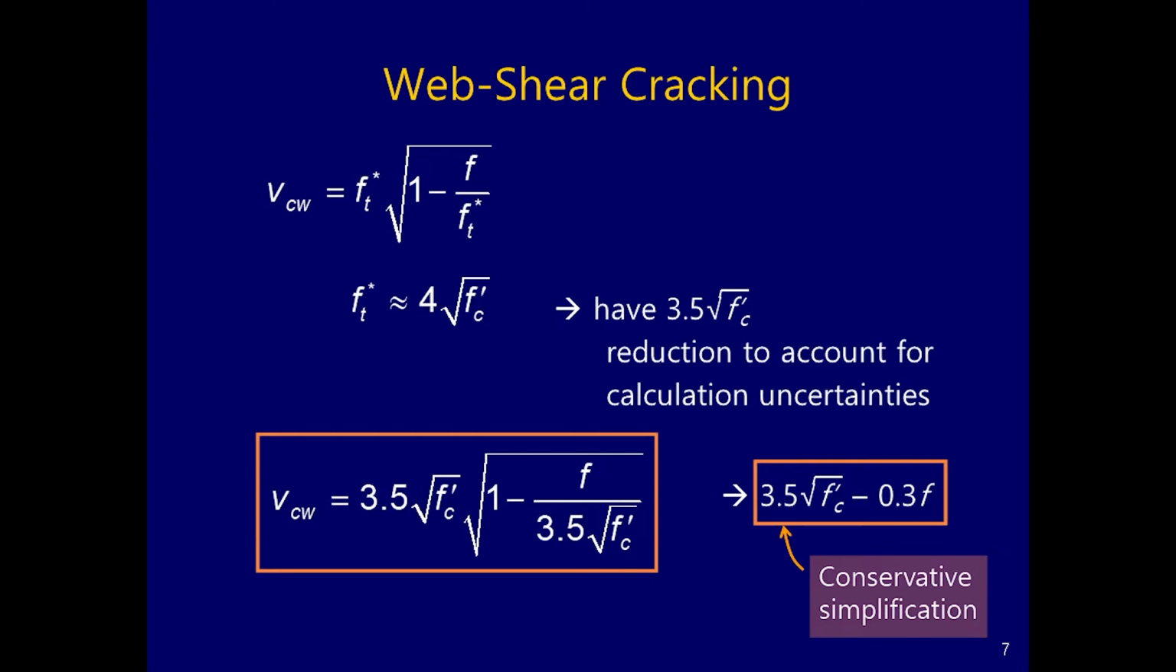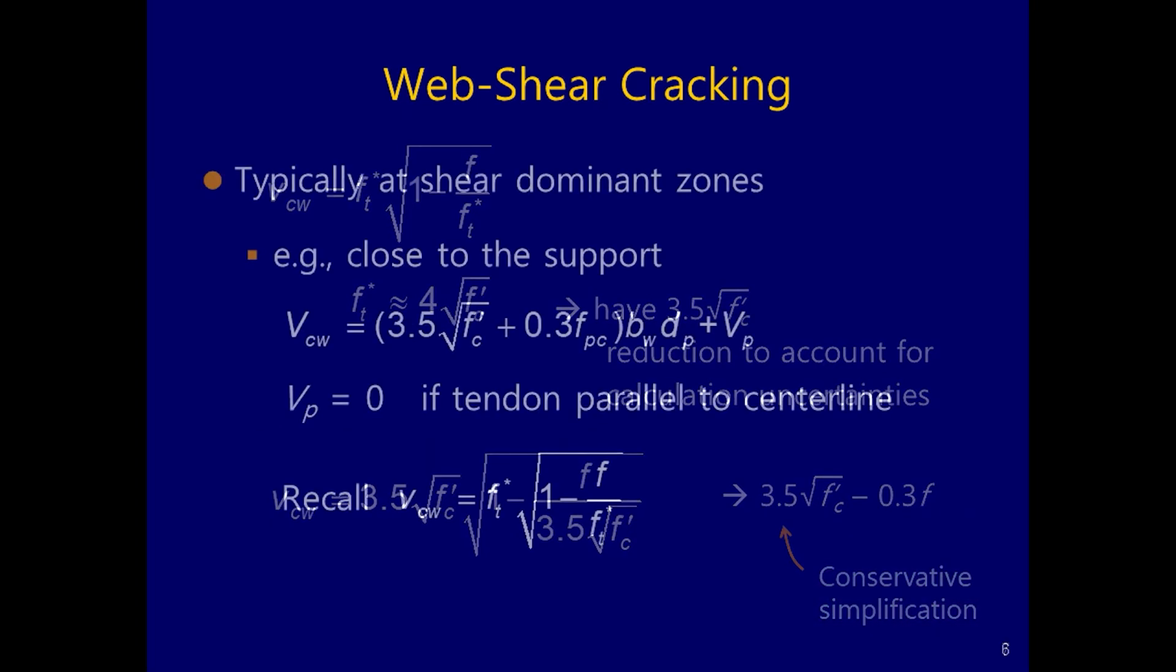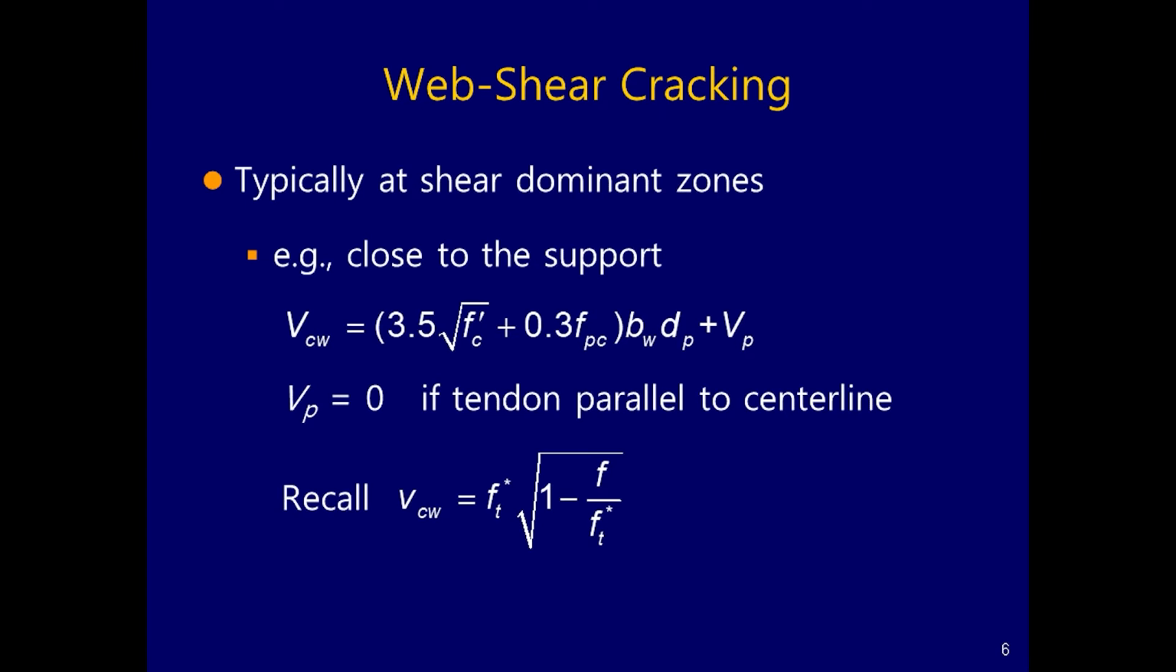And here F is a negative value. So in the code, all notations are defined as positive. So later, precompressive stress is input as a positive value, so the minus sign is changed. Because with the negative value, it's going to be added. So with that positive absolute value, it should be plus. So that's the final equation.